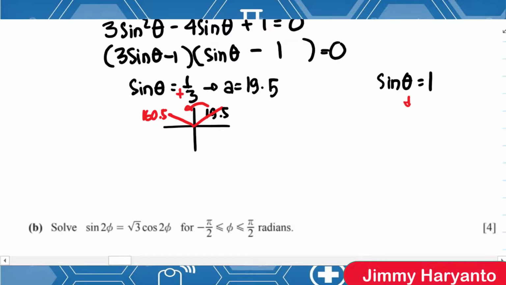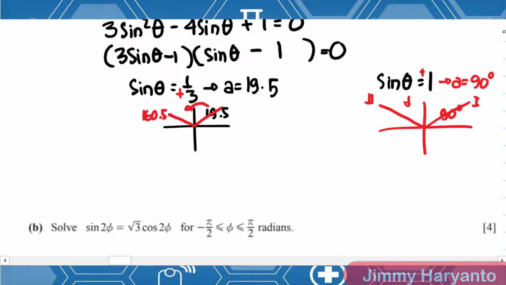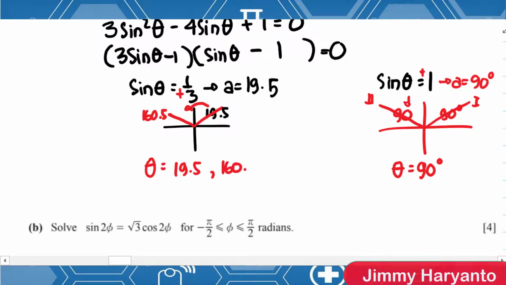And then for this one, the basic angle is 90 degree. So when you use the quadrant, this one is also positive, positive 1, so it will be quadrant 1 and quadrant 2. In quadrant 2, 180 minus 90 equals to 90 also. So for this one, it will be theta equals to 90 degree only. And for this one, theta equals to 19.5 and 160.5 degree.